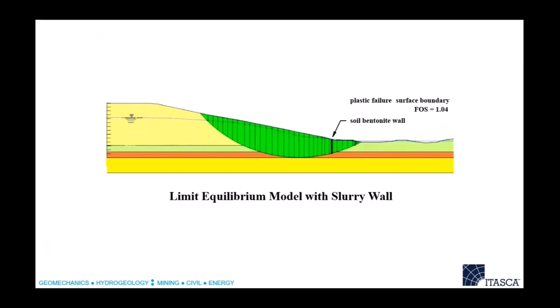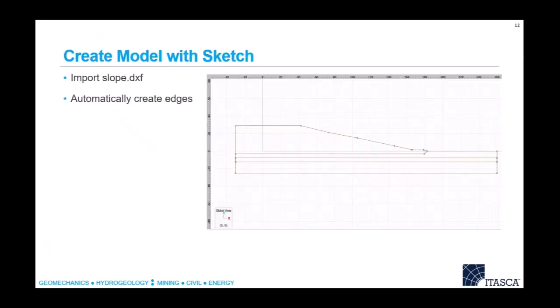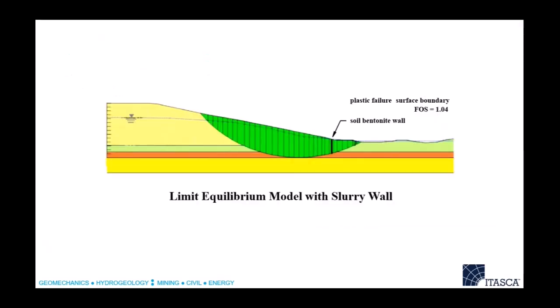You know what I mean? It's like, that should be failing already. So there was a lot of doubt about the accuracy of this limit equilibrium problem. So they did a shear strength reduction problem with FLAC. And we're going to do that right now. But we're going to do it in FLAC2D.